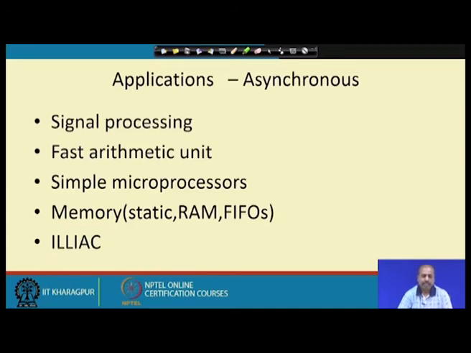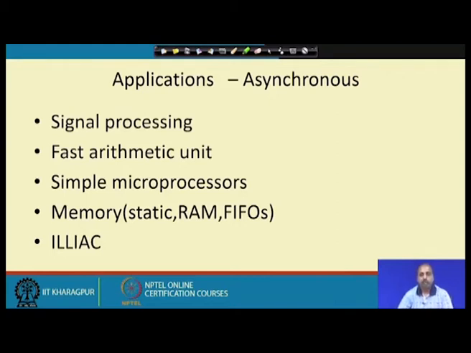On the other hand, asynchronous sequential circuits have applications in signal processing, because we do not know the clock period of the arrival of the signal. That is not known, so we have to do it in an asynchronous fashion.